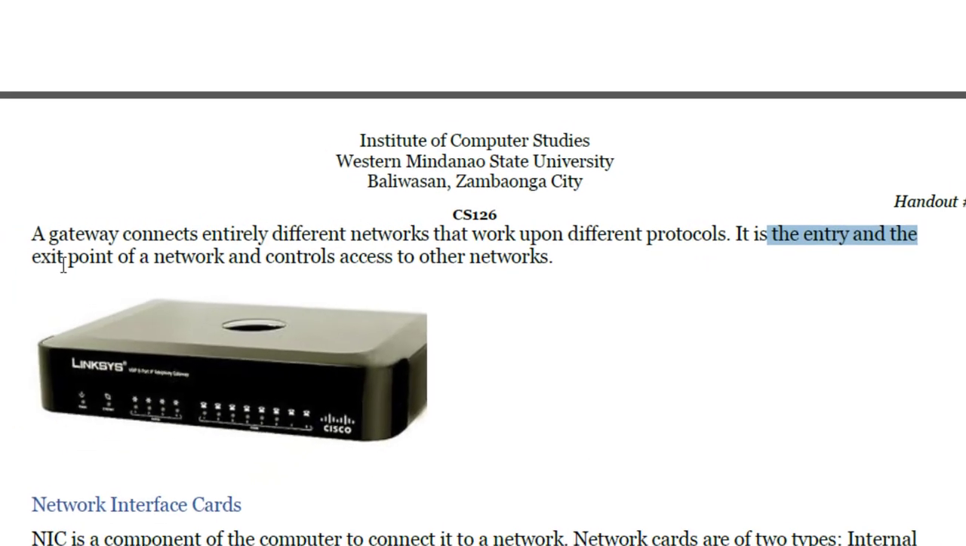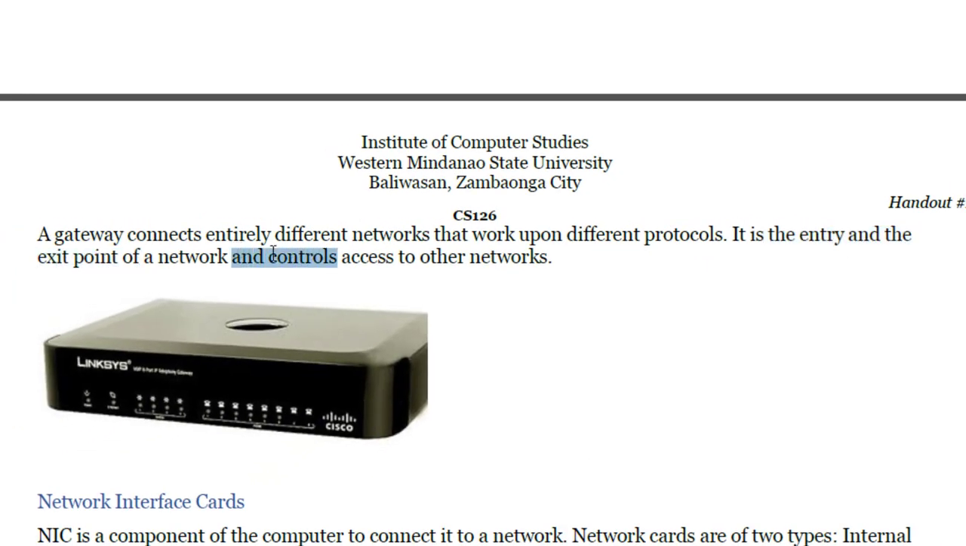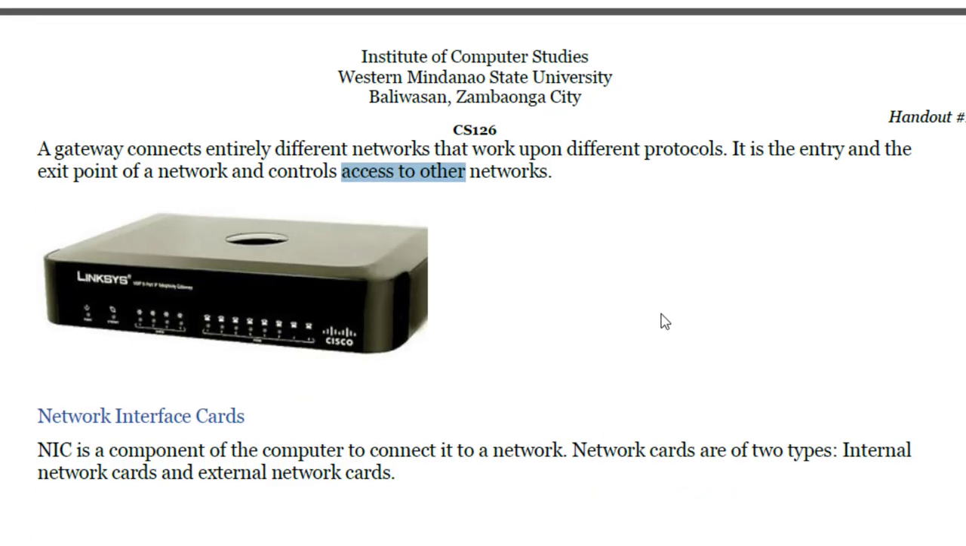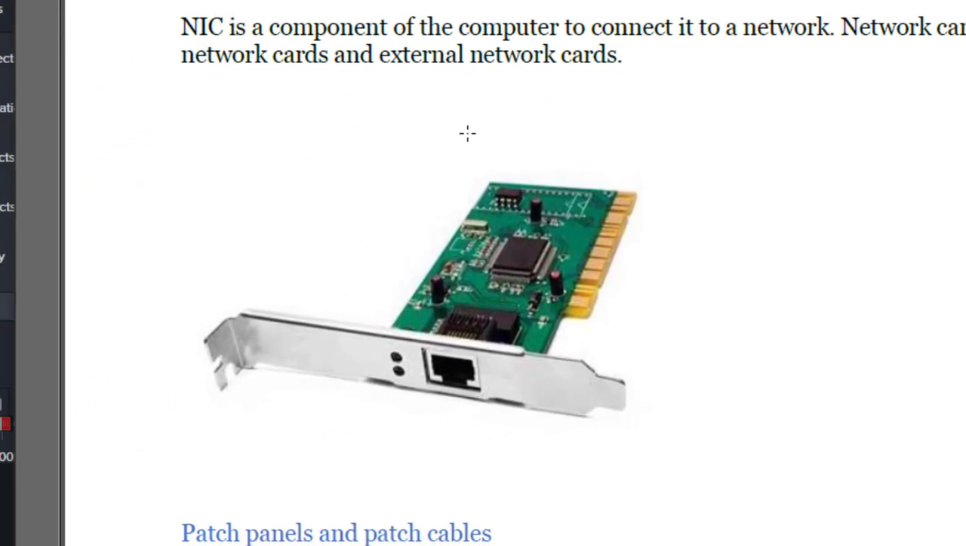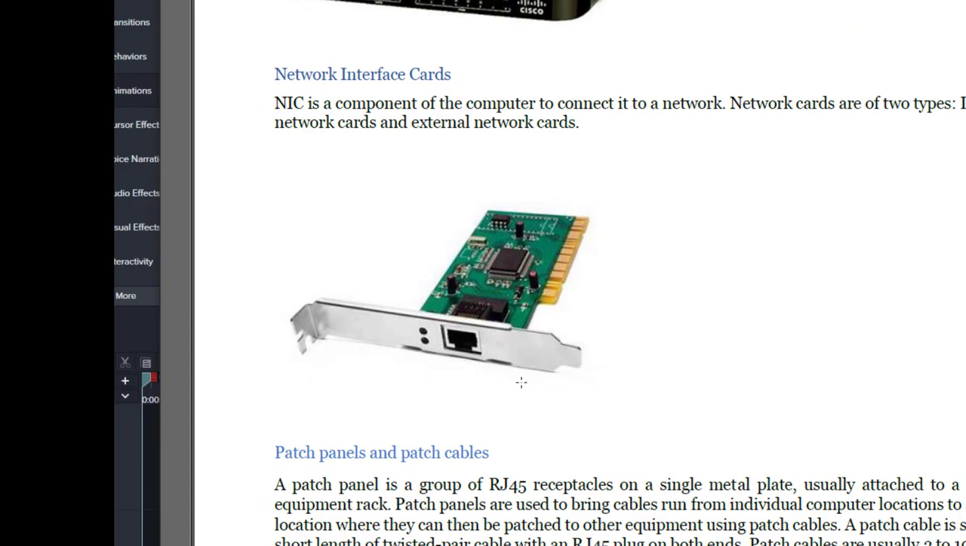It is the entry and exit point of a network and controls access to other networks. So this is an example of a gateway. The next device is the network interface card, or the NIC. This is what you usually find at the back of your system unit. You see this kind of port? This is the network interface card port, or the Ethernet port, and this is where we plug in the RJ45 that is connected to the UTP or the STP cable.